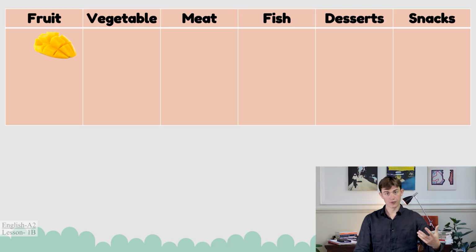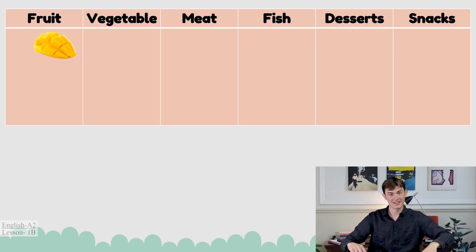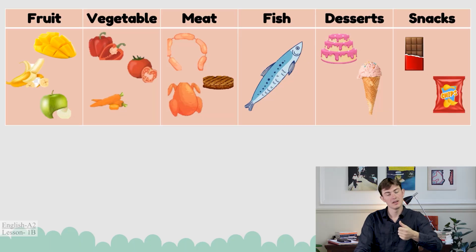So, our fruits, which are our delicious sweet foods that grow on a tree usually, are mango, banana, and then an apple. We've got mango, banana, and apple. Then our vegetables are a pepper, a red pepper, sometimes called a bell pepper, and then a tomato, the other red vegetable there, tomato. We use that a lot in cooking. And then our third vegetable is a carrot. So we put those 3 into the vegetable section.